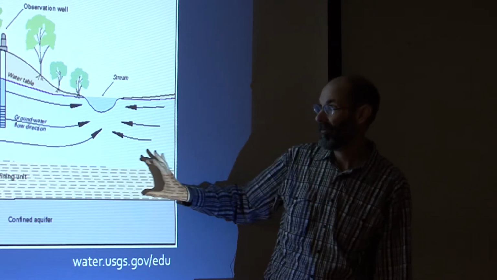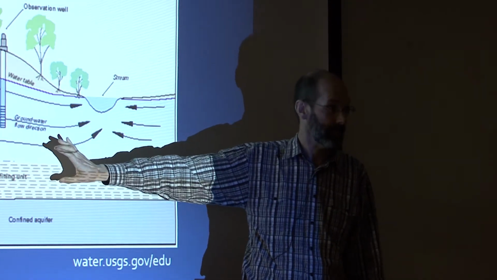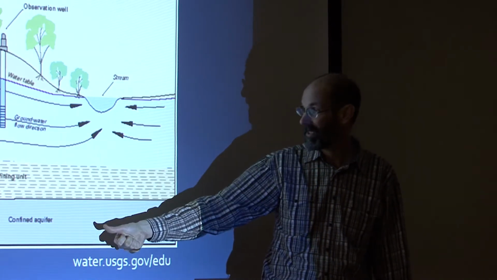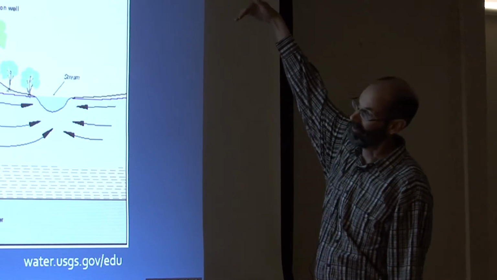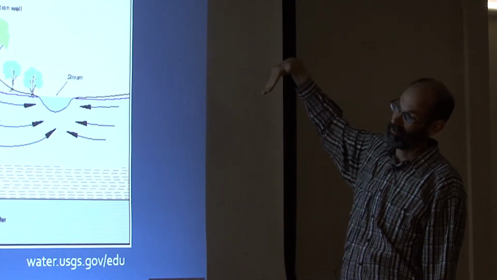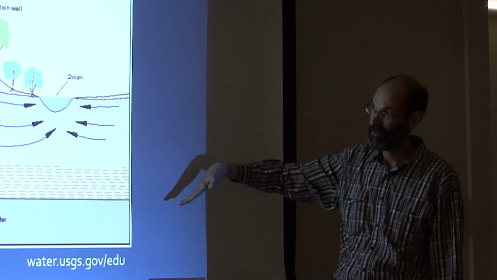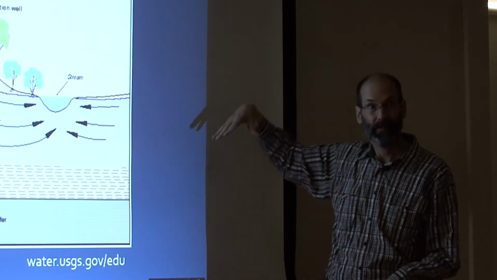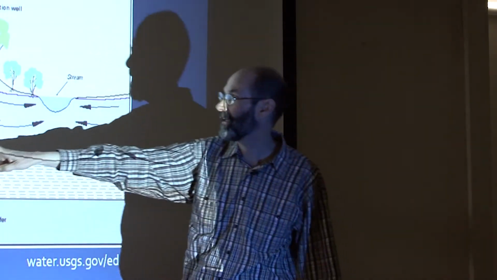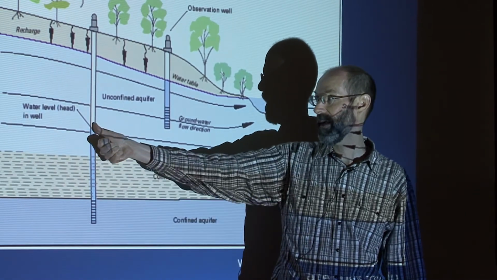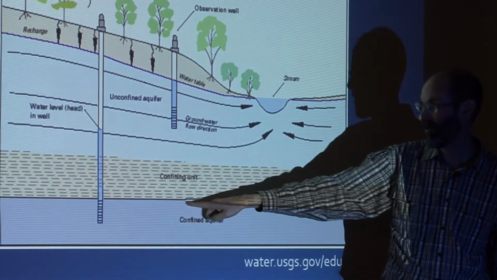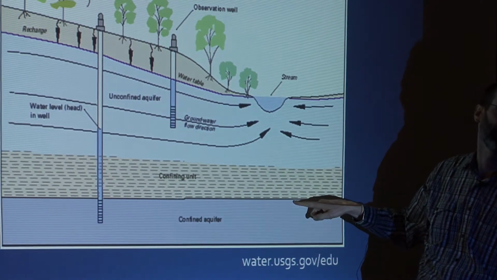And typically what'll keep it under pressure is a clay body, because the water just can't move very easily through that. So you might have a mountain over here, water's moving underground towards the valley, and that creates a pressure under here. So when you put a well in, the water level in that well will be higher than the actual level of it in the aquifer.